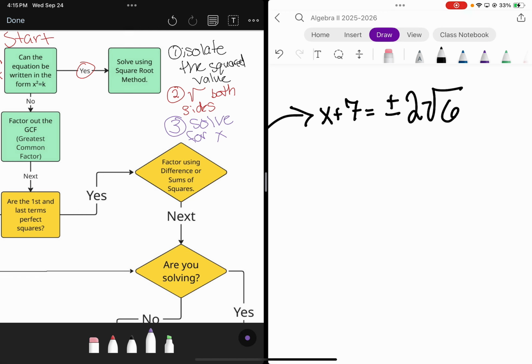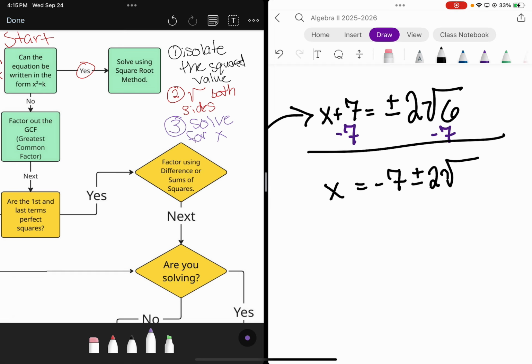Then our last step, we need to solve for x. So for this one, we need to get rid of that 7, so we will subtract 7. When you have a number that has a square root, you are going to treat that number the same way we would treat a 2x. So 2x and negative 7 are not like terms. We cannot combine them. So 2 square roots of 6 and a 7, those are also not considered like terms. We cannot combine those. So you're going to write your answer as negative 7 plus or minus 2 square roots of 6.